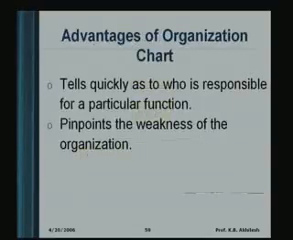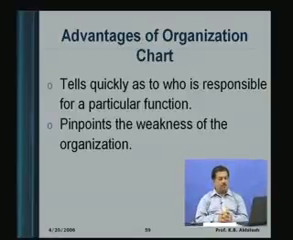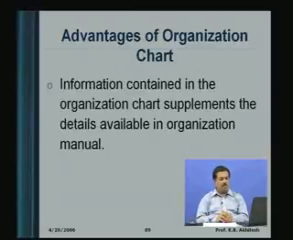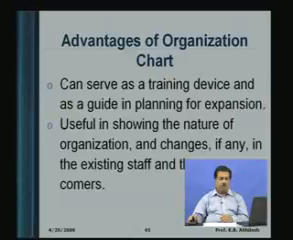The advantages of an organizational chart: it tells quickly who is responsible for a particular function, and also pinpoints the weaknesses of the organization. The information contained in the organization chart supplements the details available in the organizational manual. If you want to see the duties and responsibilities, what that individual should or should not do, it can be explored further by seeing what kind of authorities they have, what the scope of work is, and things like that.